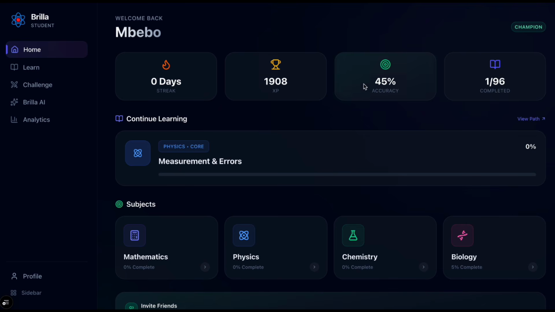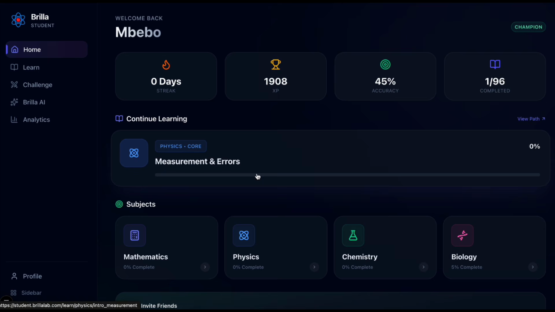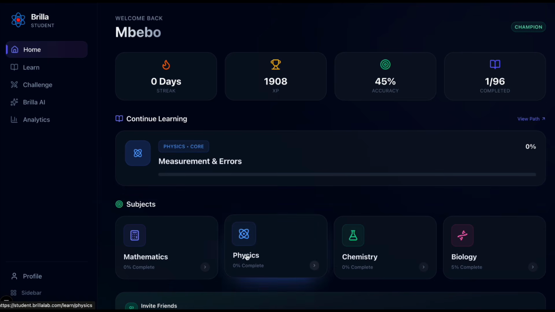The top here are just quick stats that you could view. So if you're on a day streak, if you've been practicing every day, you have a streak. This is your experience points, because as you complete challenges, you get experience points. This is your accuracy, and this is the number of topics you've completed. And this just takes you straight to the previous topic you were learning, and the subject cards take you to the learn page.